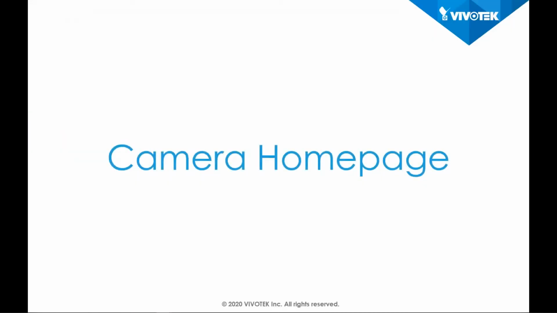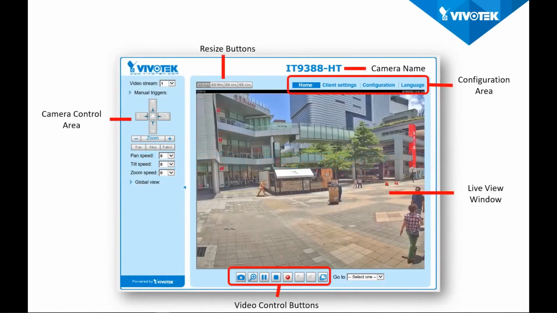Now that we have that set up, we can go back and get familiar with the camera's home page. When you first log in, this is how it will look. You'll have the camera's name at the top. You can resize the image with the resize buttons. We have our configuration area where you can go into client settings, configuration, and change languages.